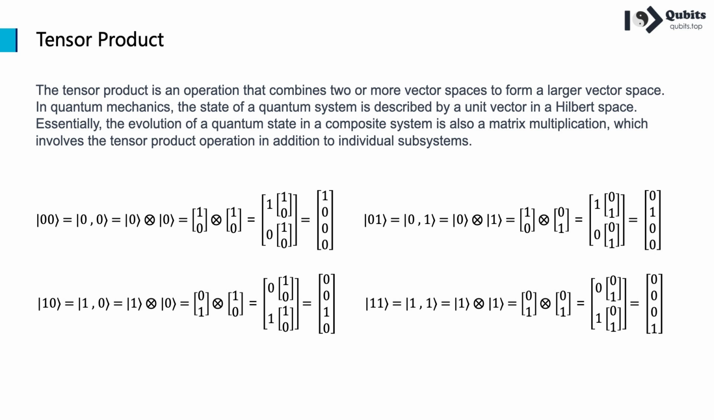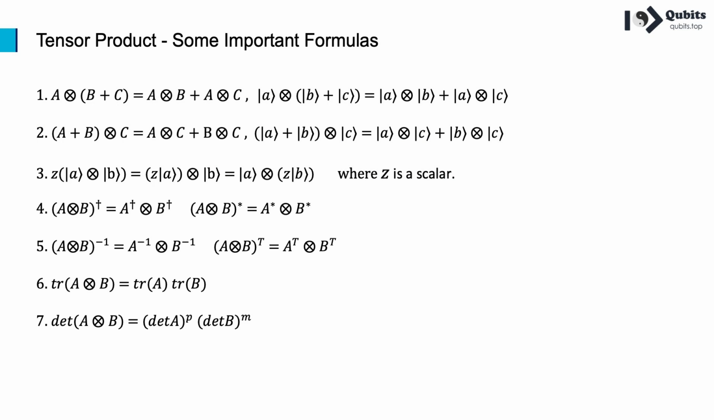One important thing to note is that the tensor product is not just a simple multiplication of the individual qubits. Instead, it creates a new space that contains all possible combinations of the individual qubits. This is why we say that the tensor product combines the two or more qubits to form a larger quantum system.